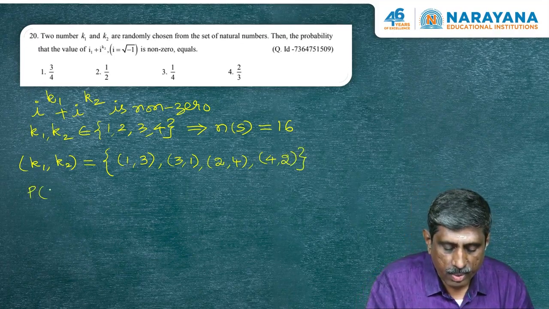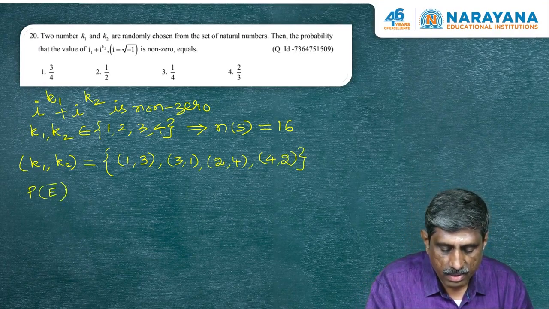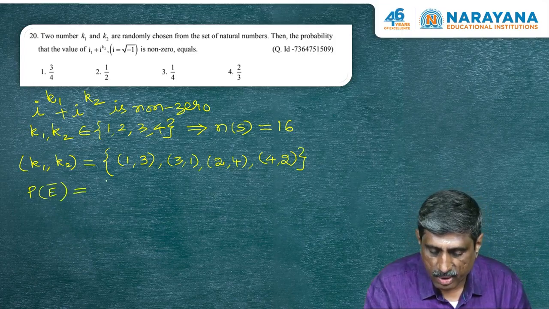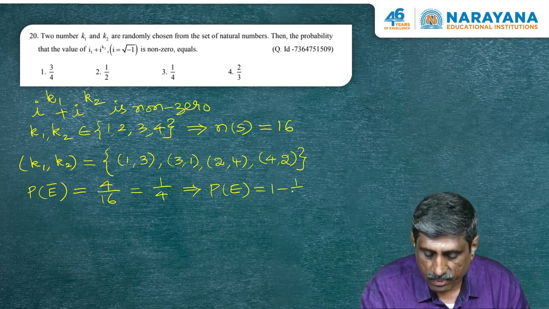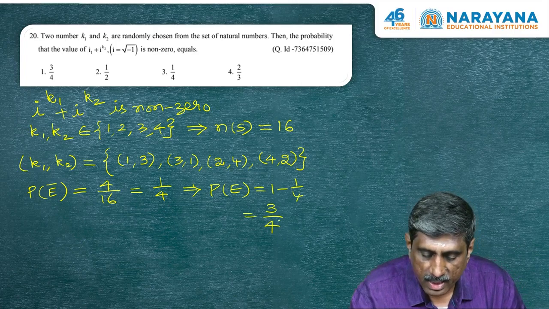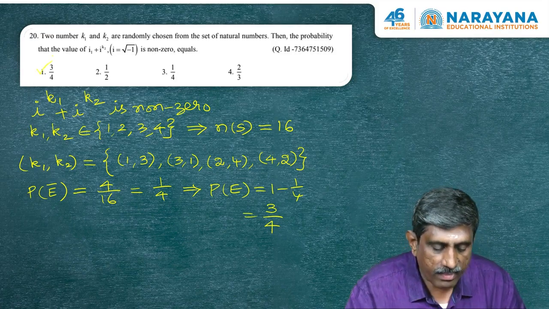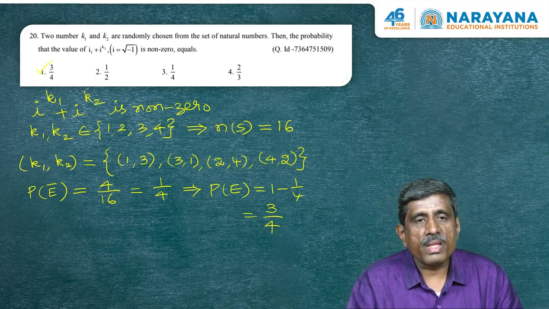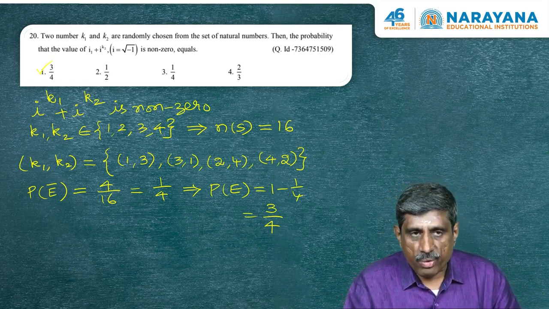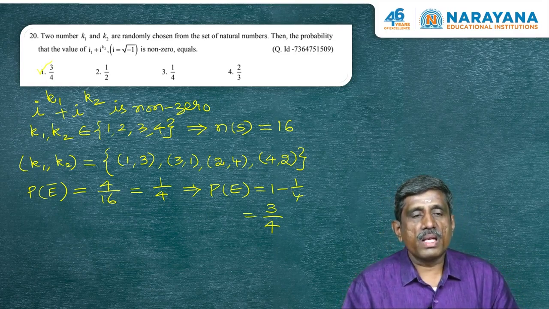Therefore, the probability of E bar, the complementary event, is going to become 4 by 16, which is 1 by 4. So, the required probability P of E non-zero is 1 minus 1 by 4, which is 3 by 4. So, the required probability is 3 by 4. It is option A is the correct answer, which is question number 20. These are the MCQs, multiple choice questions given in the paper.